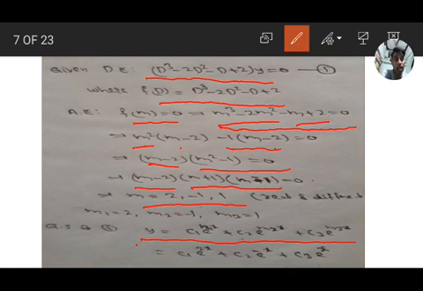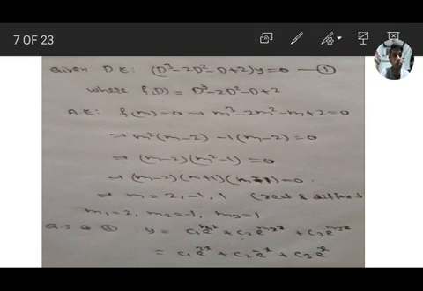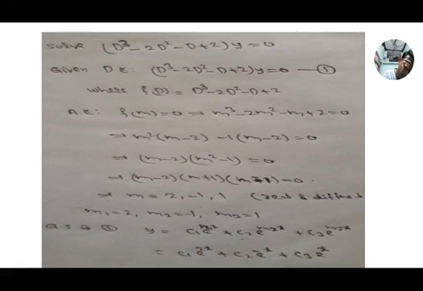So the general solution: c1 e to the power of 2x, c2 e to the power of minus x, c3 e to the power of x. This is the general solution. Okay, write down the problem. Go to the next problem.